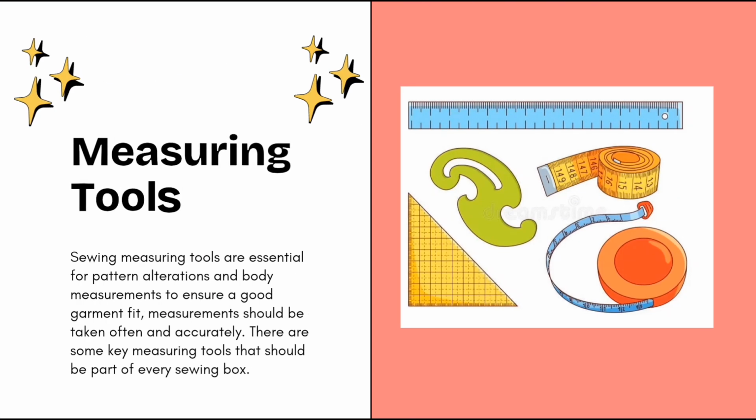So the first type of sewing tool is the measuring tools. Sewing measuring tools are essential for pattern alterations and body measurements to ensure a good garment fit. Measurements should be taken often and accurately. There are some measuring tools that should be part of every sewing box. So, measuring tools in sewing are essential instruments used to ensure accuracy and precision in measuring fabrics, patterns, and garment dimensions. These tools help tailors and crafters achieve precise cuts, accurate seam allowances, and well-fitted garments.